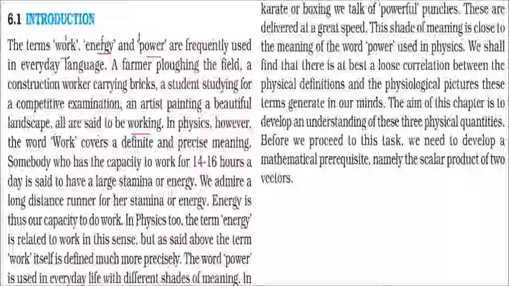But in physics, this word work has a very definite and precise meaning. We can say that somebody who has a capacity to work for say 14 to 16 hours has good stamina. The person who can only work for 2-3 hours may not have good stamina or energy. Okay, so energy is what? Energy is our capacity to do work.